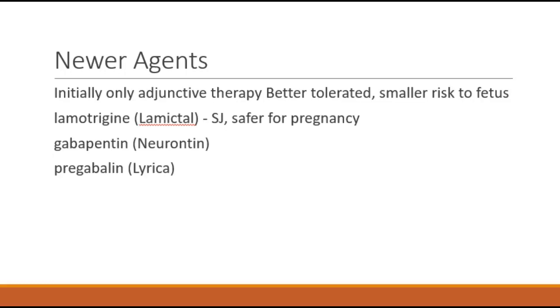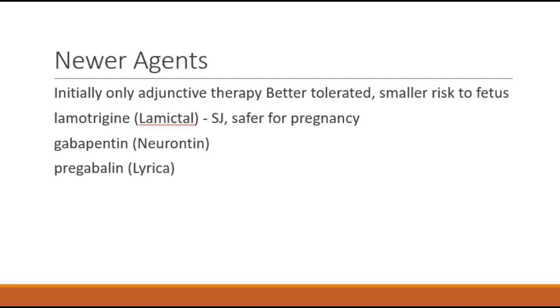And then newer agents, Lamictal is one adjunctive therapy only is what they used it for initially. Then they decided it's okay to use as monotherapy. They're safer and they're effective. They can cause Stevens-Johnson syndrome, but they're pregnancy category C, so safer for pregnancy. It doesn't affect metabolizing enzymes. It might be affected by the metabolizing enzymes of other drugs if they're using other anti-epileptics or drugs that would be increasing the metabolism.